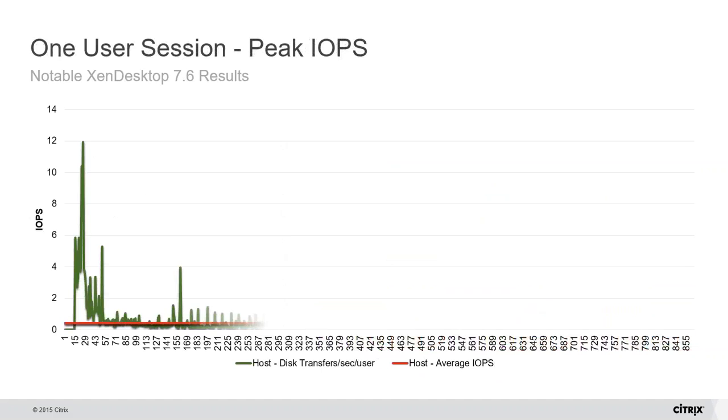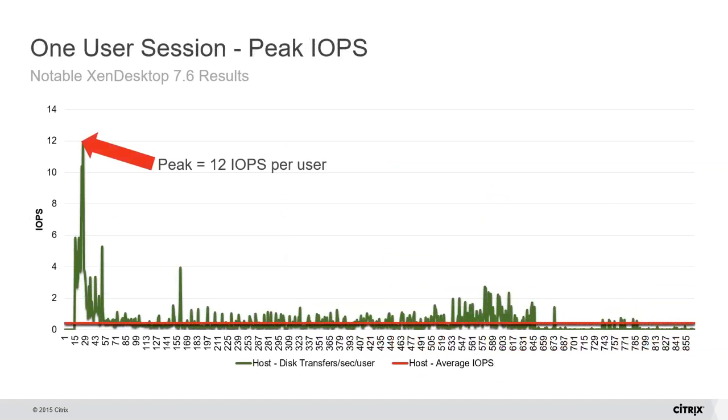So we looked at the performance of a single XenDesktop session, and the actual results. We saw a peak of 12 IOPS for one user, and that was when they logged on. That was their absolute peak. Their next peak was 4, and everything else was below 2 for the most part. So the average was a half.